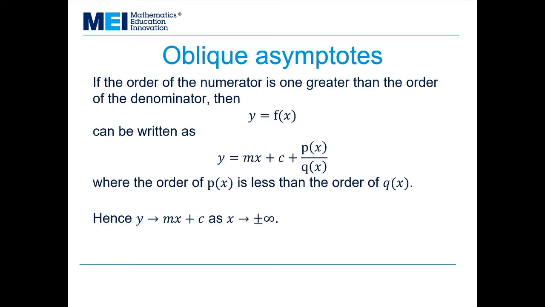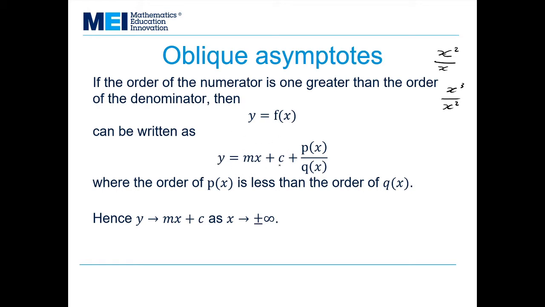Now, when we're looking for oblique asymptotes, we can look for functions where the order of the numerator is 1 greater than the order of the denominator. So, for example, I might have x squared as the highest order term in my numerator and x as the highest order term in my denominator. Or I might have x cubed as the highest order term in the numerator and x squared in the denominator, and so on.